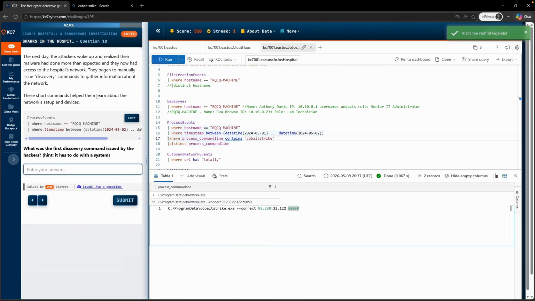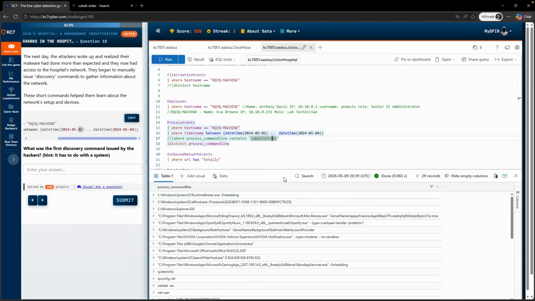The next day, the attackers woke up and realized their malware had done more than expected, and now had access to the hospital's network. They began to manually issue discovery commands to gather information about the network. These short commands help them learn about the network setup and discovery. By the way, discovery is a tactic of the MITRE ATT&CK enterprise framework. And looking at the timestamp, we have May 2nd to May 4th. So let's comment out our Cobalt Strike and adjust our time filter. And let's take a look.